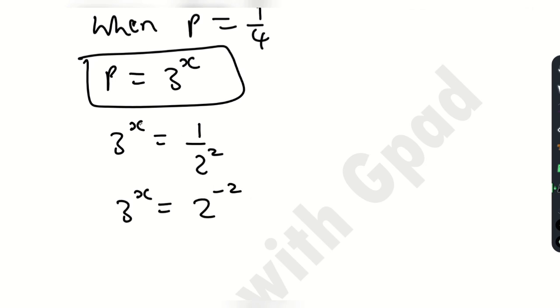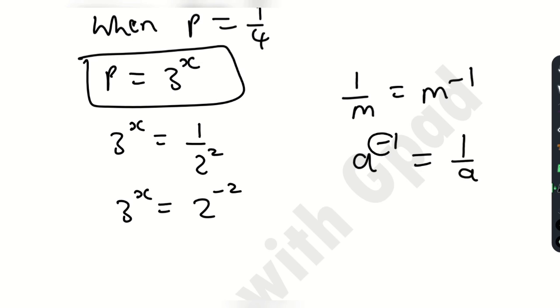One of the laws of indices: the negative sign will take the reciprocal of the number. If you have 1 over m, this is equal to m raised to power negative 1. Or if you have a raised to power negative 1, this is equal to 1 over a. The negative sign will take the reciprocal of the value. So let's put this aside.